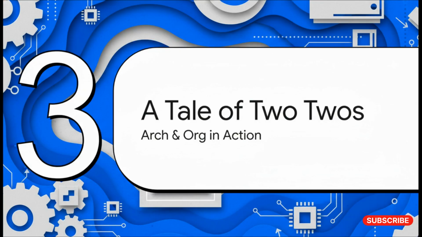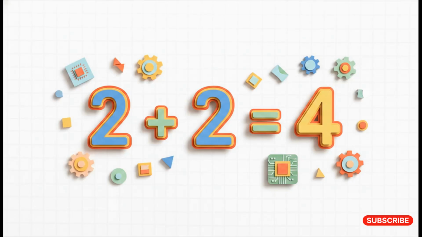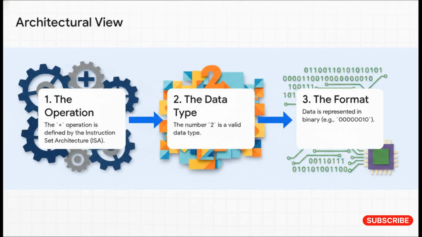Okay, I know this can all still feel a little abstract, so let's make it super concrete. We're going to take a really simple problem and see how both of these concepts work together to solve it. Yep, that's it. We're going to break down 2 + 2 = 4 from both the architectural and organizational points of view. It might seem almost too simple, but trust me, it highlights the difference perfectly. So let's put on our architecture glasses. From this point of view, what matters are the rules. The architecture guarantees a few things. First, that an operation for addition, the plus sign, actually exists. Second, that the number 2 is a valid kind of data it knows how to work with. And third, it defines how that data is represented, in this case as binary. It's the rulebook for the math problem.